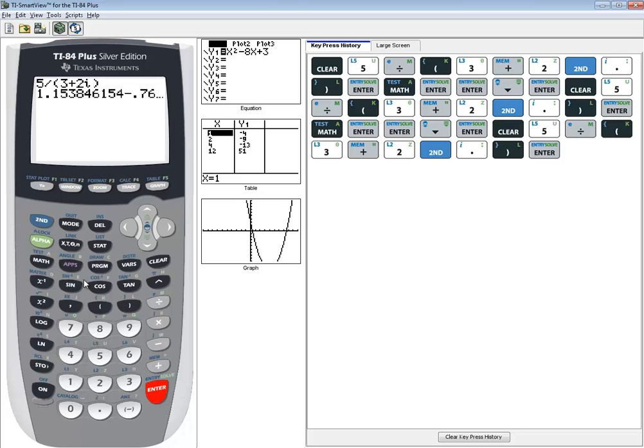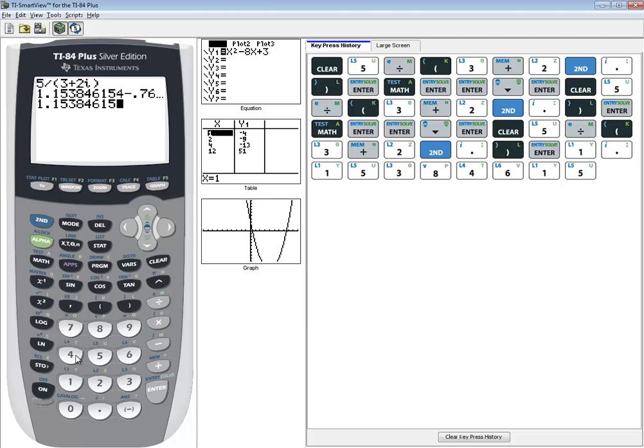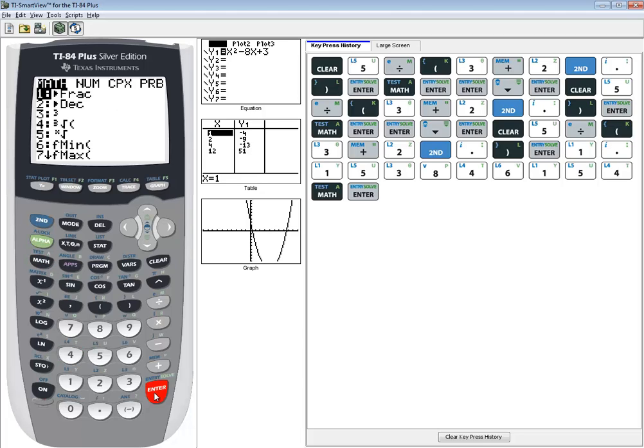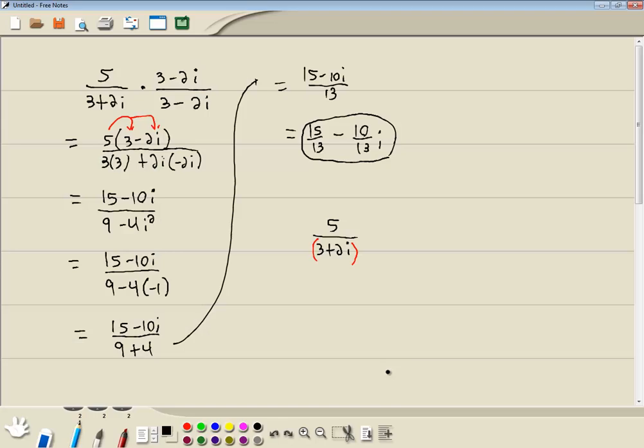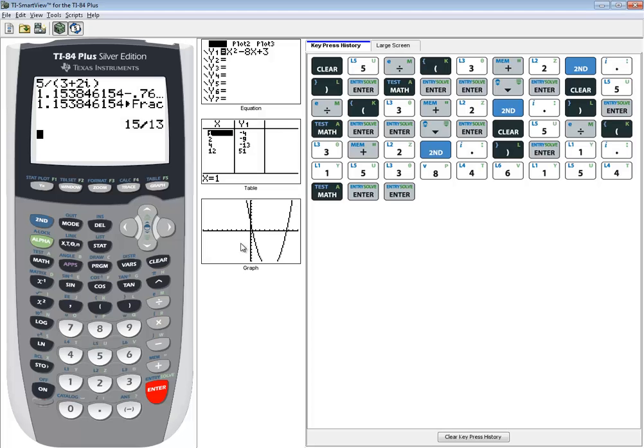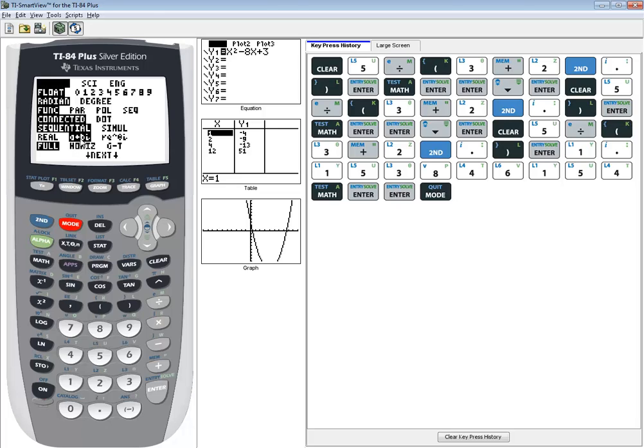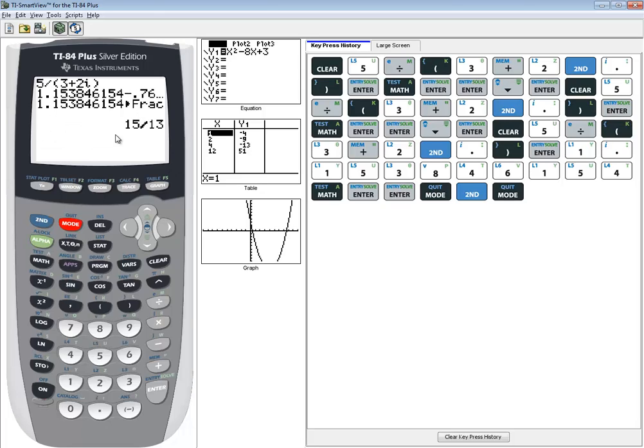So if I typed in that decimal, let's see what happens there. 1.153846 and then math, enter, enter. 15/13. Yeah, 15/13. It could be maybe I'm not in the right mode. Let me press mode. Now it's set up for a plus bi, so I'll do second mode to get out of that. Like I said, I'm pretty sure it's a flaw with the emulator here. It should work in your calculator. Trust me.